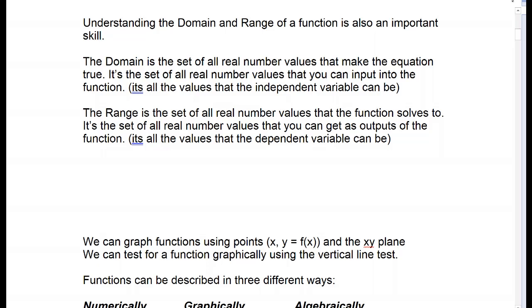The range goes with the output. Right? It's all the real number values that can come out of my function. It's all the values my function solves for. Right? All of the outputs. All of the dependent variables. And again, the range is the set of all of those.